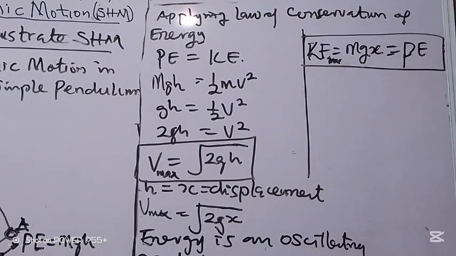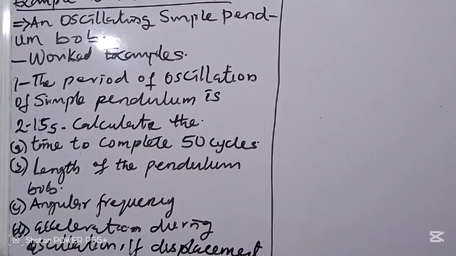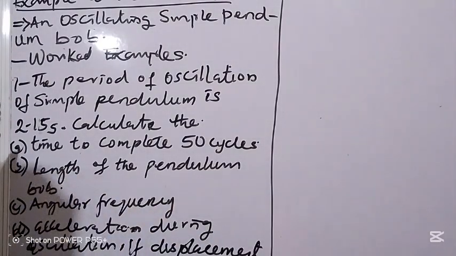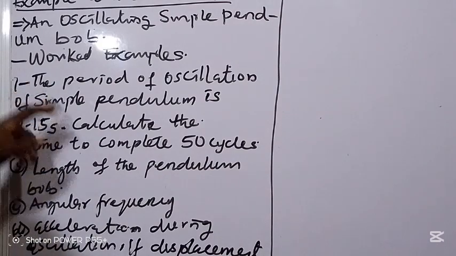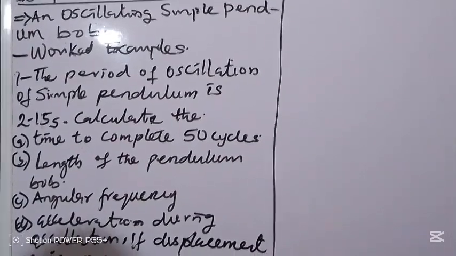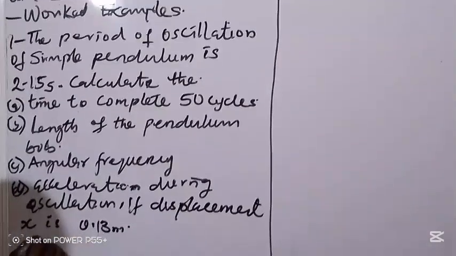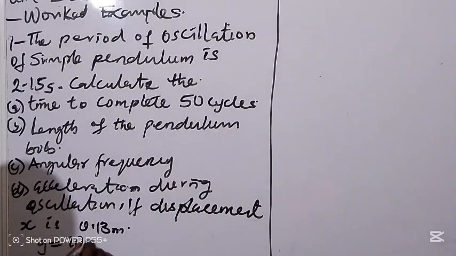Take this one as the first example, under simple pendulum oscillating in simple harmonic motion. The period of oscillation of a simple pendulum is 2.15 seconds. Calculate A, the time to complete 50 cycles. B, the length of the pendulum bulb. C, the angular frequency. And D, the acceleration during oscillation if the displacement is 0.13 meter and g is given as 10 meter per second squared, then pi as 3.142.